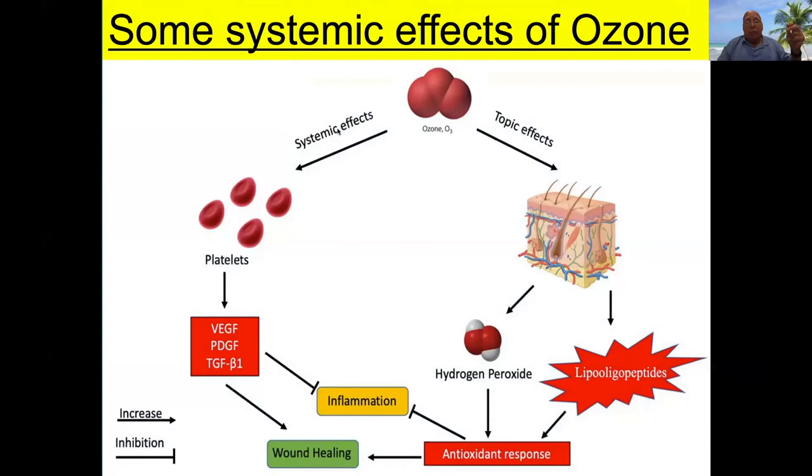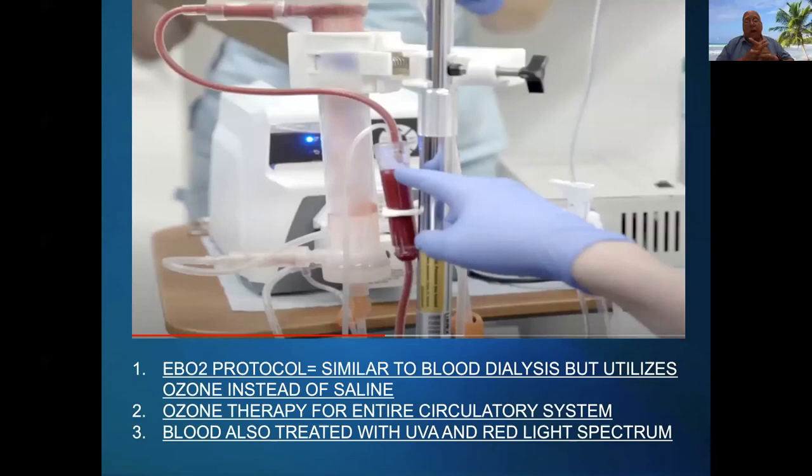And again, some of the systemic effects of ozone, O3 therapy: platelets, more growth factors, better wound healing, less inflammation, antioxidants. So you can see there's a lot of interesting things that happen there. This is something that's very interesting. This is sort of a dialysis machine that we're using in our office now, but instead of it being dialysis for blood, it uses ozone as a dialyzing agent.